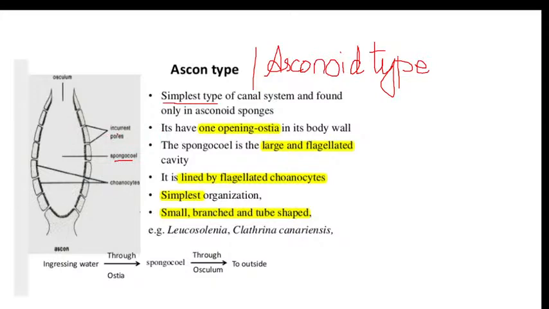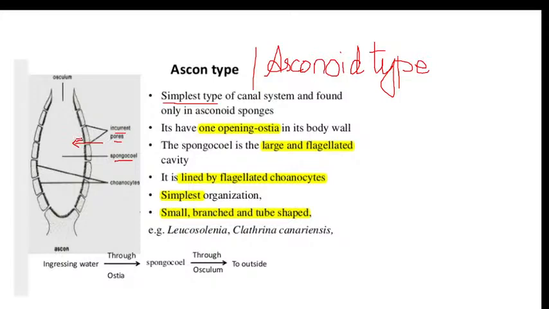Then ബോഡിയുടെ ചുറ്റും ഉള്ള ഇൻകറന്റ് പോഴ്സ് അല്ലെങ്കിൽ ഓസ്റ്റിയ വഴി the water comes inside. Then സ്പോഞ്ചോസീലിനെ ലൈൻ ചെയ്ത് കാണുന്ന സെൽസ് എന്താണ്? We have learned that they are the collar cells or coinocytes. അപ്പോൾ ഈ coinocyte cells എന്തുണ്ട്? flagella ഉണ്ട്. So this flagella helps in the movement of water into the body, into the collar cells. വെള്ളം പോഴ്സ് വഴി അകത്തേക്ക് വരുന്നു അല്ലേ? ഇനി ഈ അകത്ത് വരുന്ന വെള്ളത്തിൽ നിന്നും എന്താണ്?